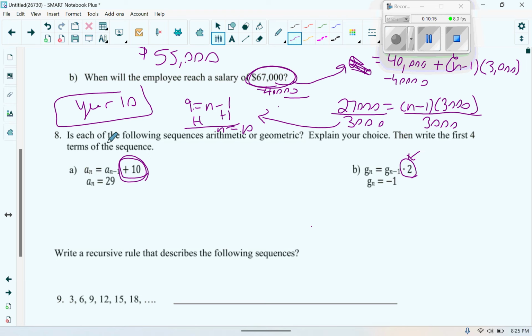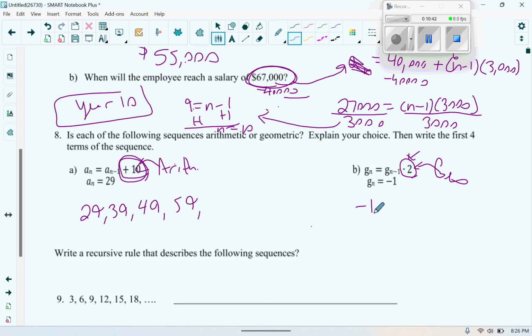Okay, so is each of the following arithmetic? Okay, so we kind of already talked about that. That is arithmetic and this is geometric, because this is addition and this is multiplication. Then write the first four terms of the sequence. Okay, let's see. 29 plus 10 is 39, plus 10 is 49, plus 10 is 59. Okay, so those are the first four terms of the sequence.